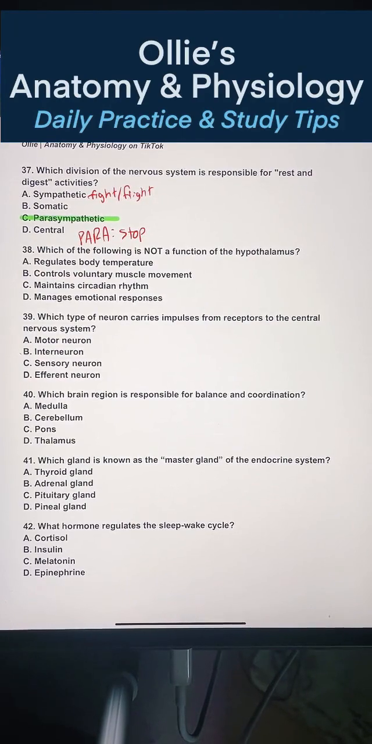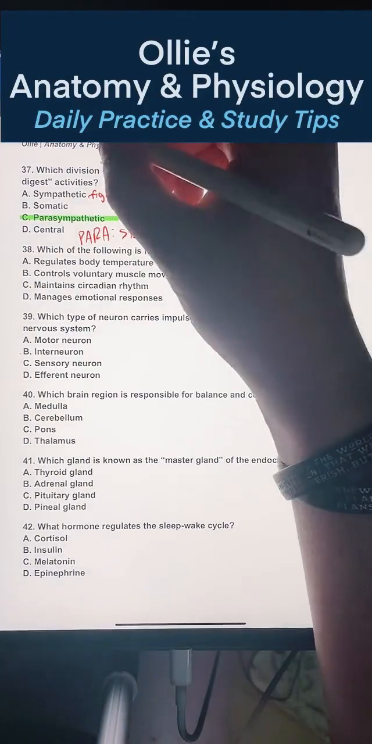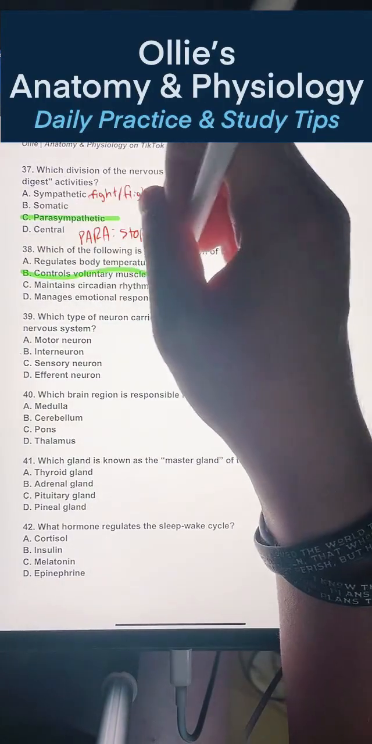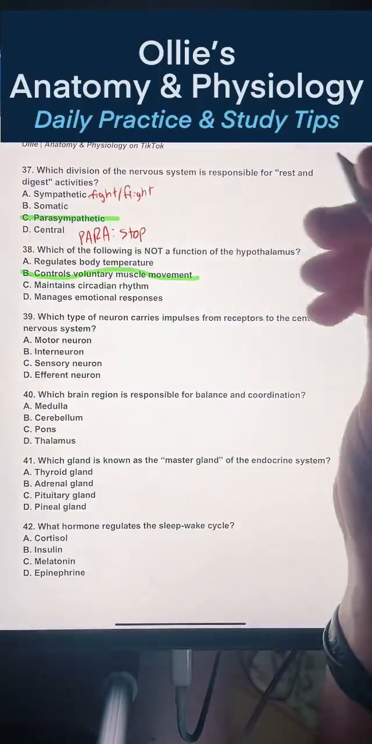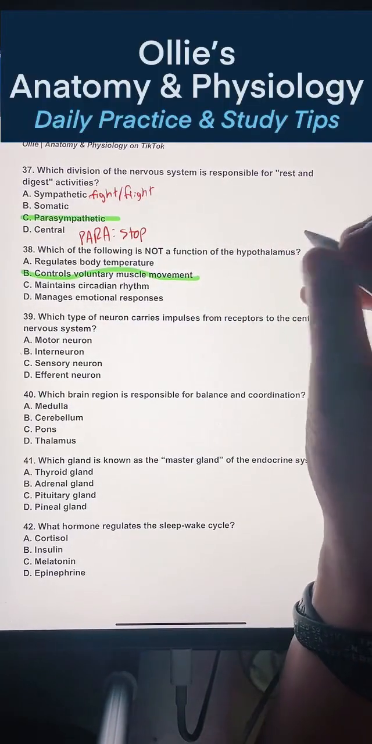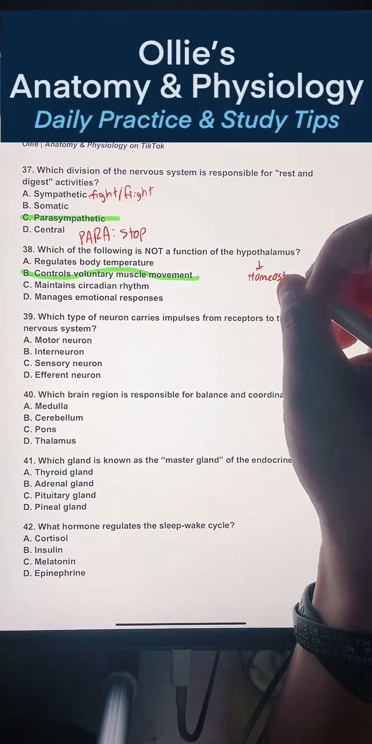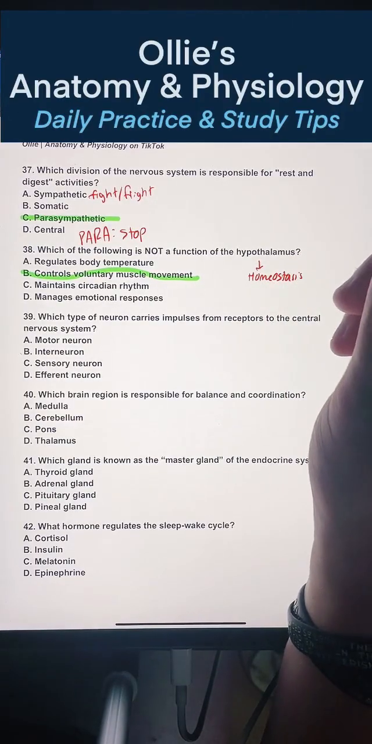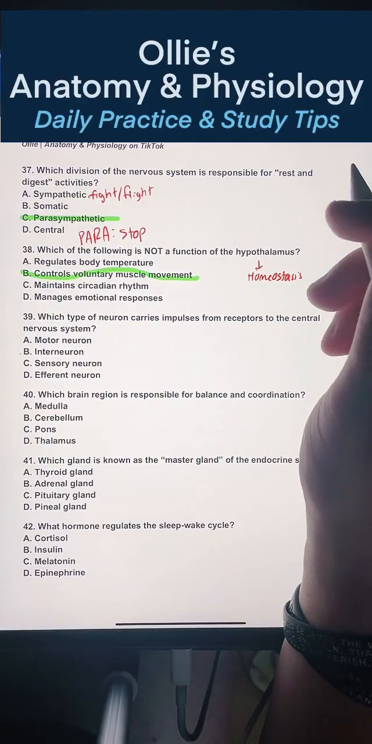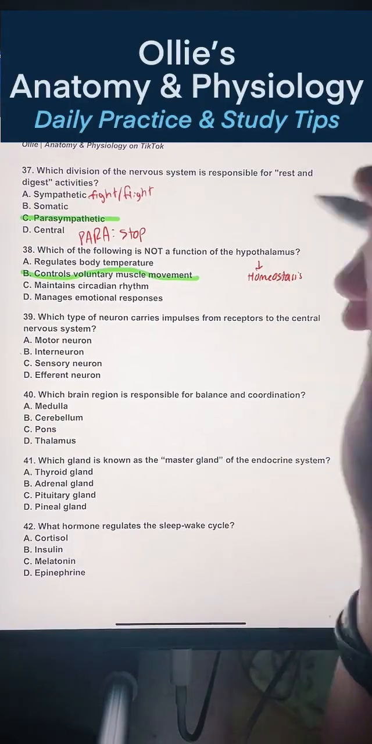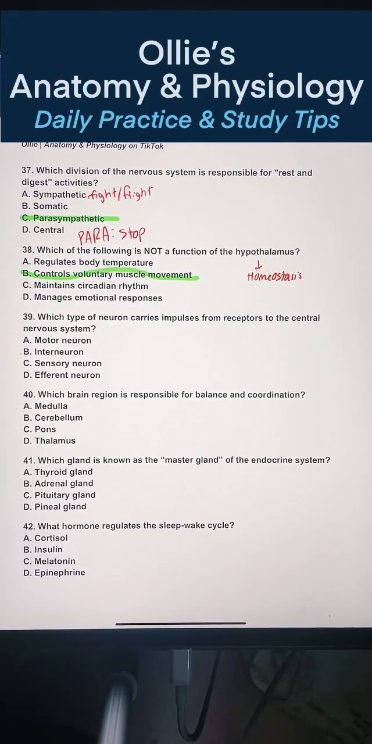Number 38. The answer is B. Controlling voluntary muscle movement. So the hypothalamus is going to be more so for, think of homeostasis. So controlling muscle movement, that is not one of them, but it regulates temperature, the circadian rhythm, and emotional responses. It's mainly involved in hunger and the endocrine system, so think of it like that.